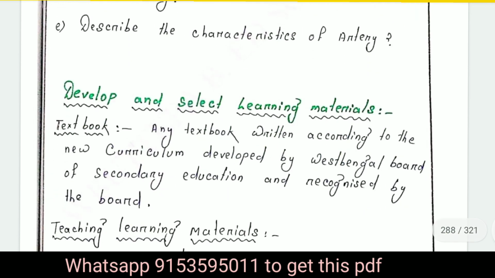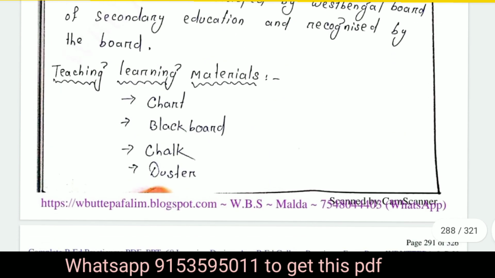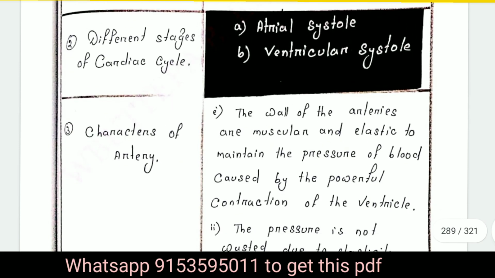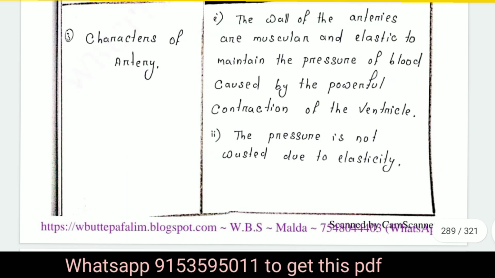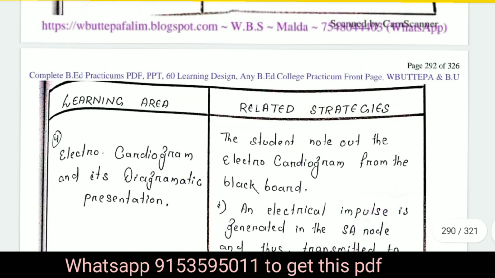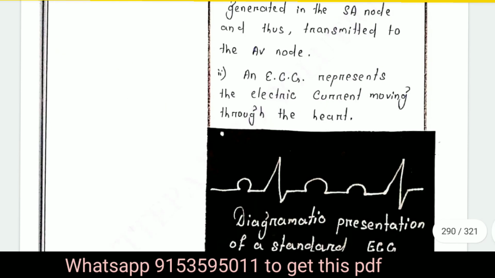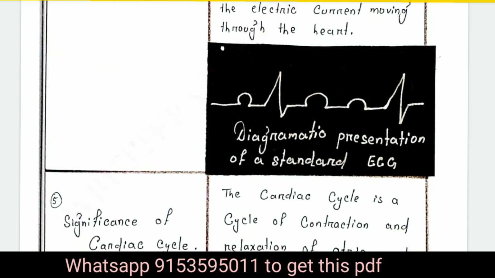Developed and select learning materials. Number 1, textbook, teaching learning material. Learning strategies, learning area related strategies. Define cardiac cycle. Different stages of cardiac cycle: atrial or ventricular. Characteristics of artery. Learning area and related study: electrocardiogram and its diagrammatic presentation. Some blackboard work: diagrammatic representation of standard ECG.